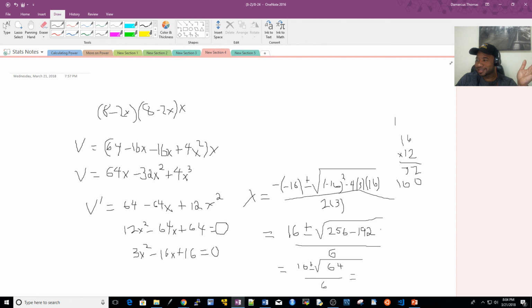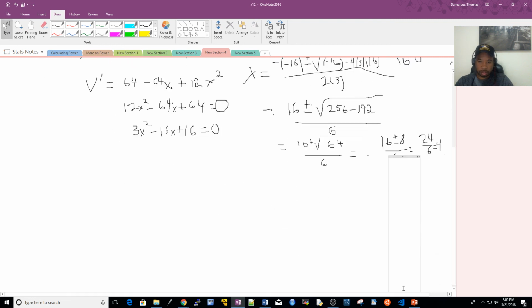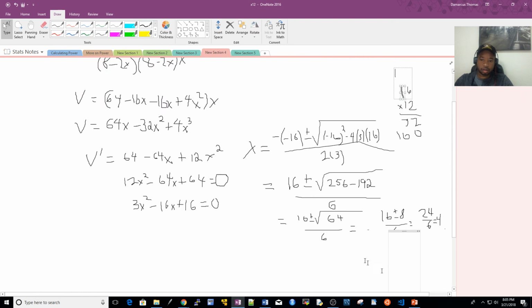I don't know why this doesn't seem right. It could be right. That's 8. So we're getting 16 plus 8 is 24 over 6. And then also 16 minus 8 is 8 over 6. 1 and 2/6 is 1 1/3.